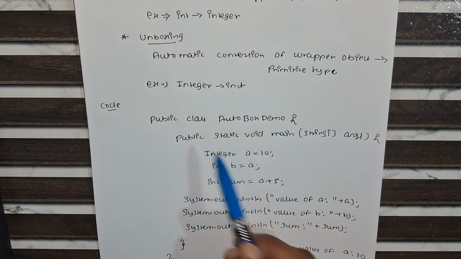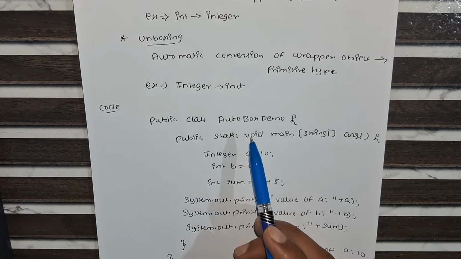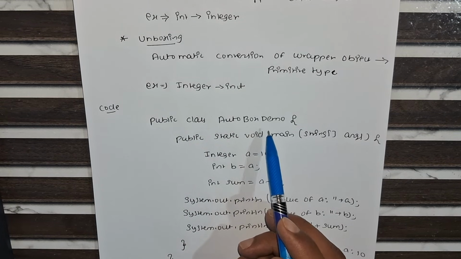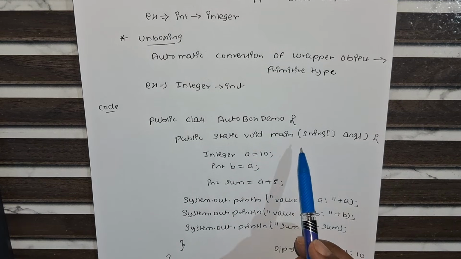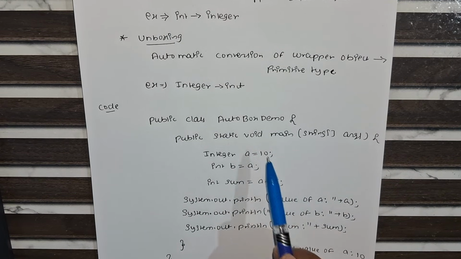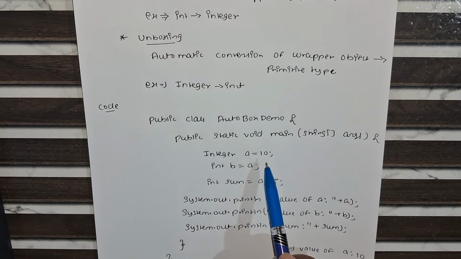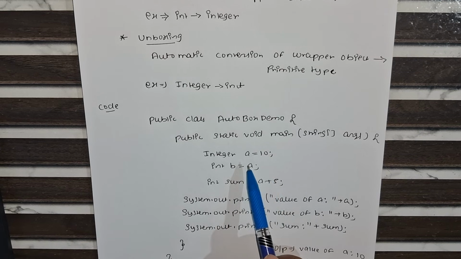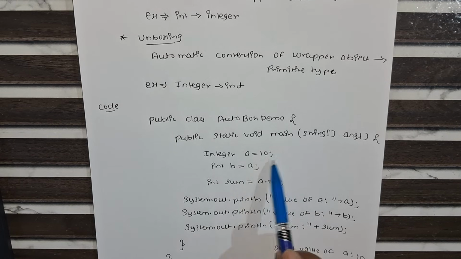Now we have to look at a code and understand each and every line of this code. So first one is public class AutoboxDemo. What it means? Declare a class named AutoboxDemo. Public static void main String args. What does it refer to? Main method where program execution starts from here. Int a equals 10 means 10 is a primitive int value. Java automatically converts it into an Integer object. This is called our autoboxing.